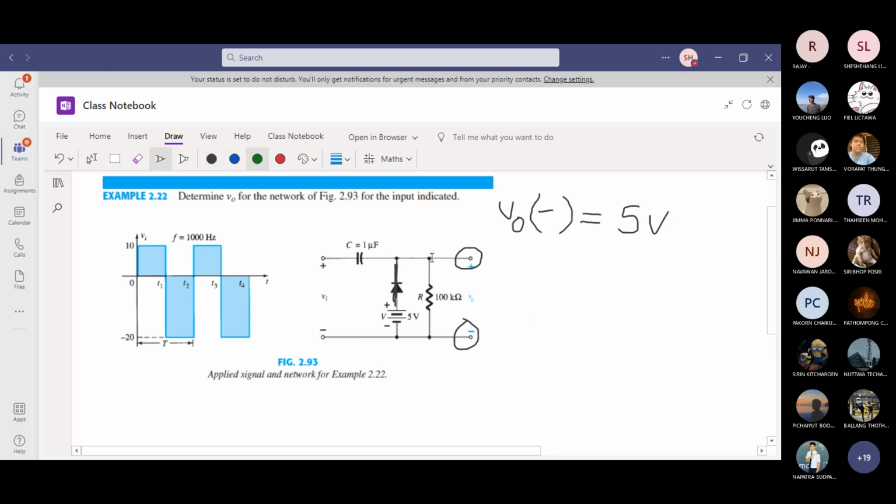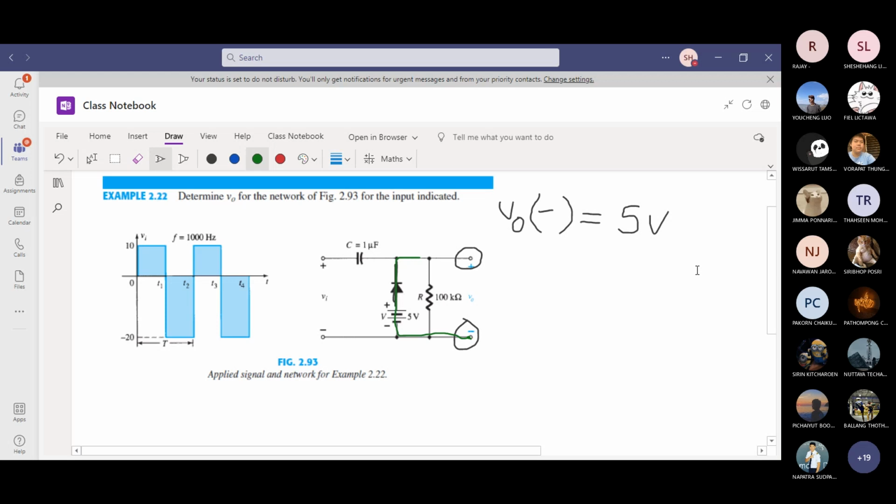During the negative half cycle, this branch is active. Did you not take the basic circuit course or physics lab 2? How do you measure parallel voltages? 5 volt will show across R, which is also V out, 5 volt. Okay.